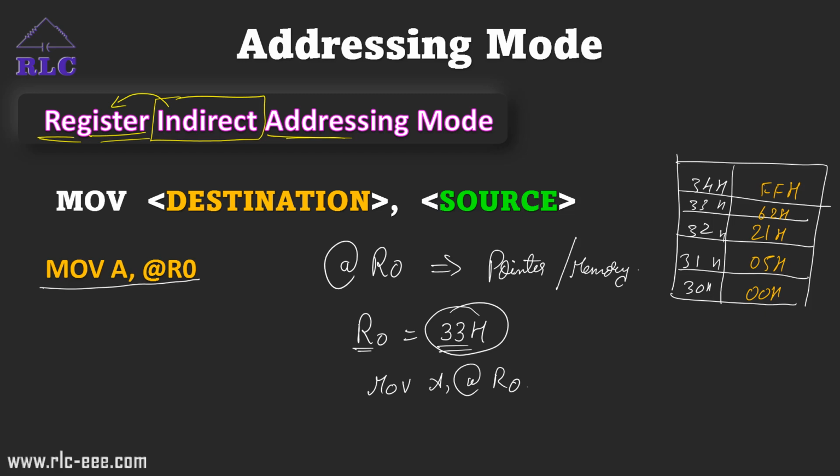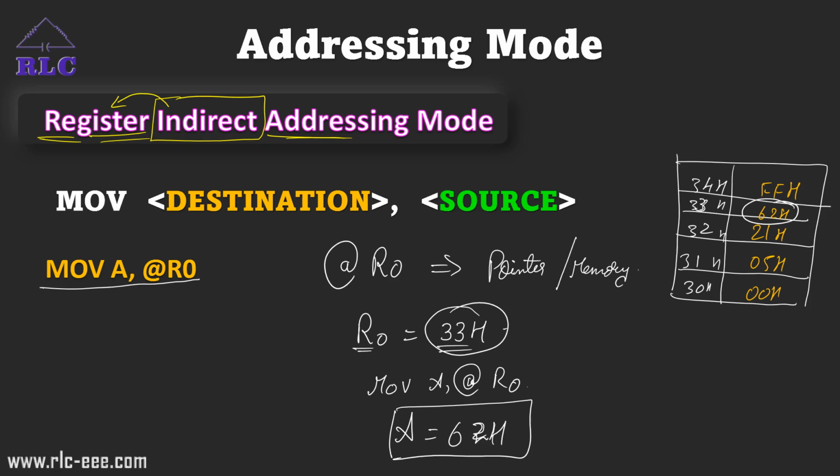When we execute MOV A, @R0, R0 is having 33H, then this 33H will not be acting as data, it will be acting as a memory location because we are using the @ symbol. If we are using the @ symbol before the register name, then this acts as a pointer or the memory location. So it goes to the 33H memory location. Then whatever data is there, here we have 62H, that will be copied to the accumulator. That value is going to be copied to the accumulator. Now after executing this instruction, the accumulator will not have 33H, it will have the data which is present in this memory location.